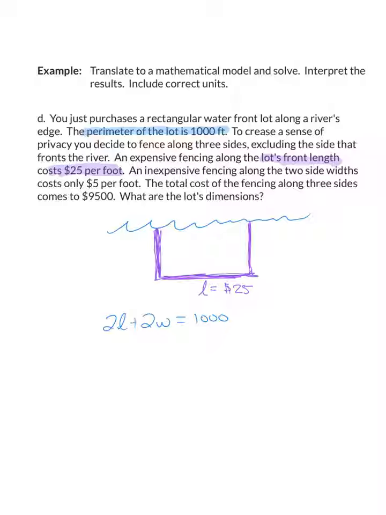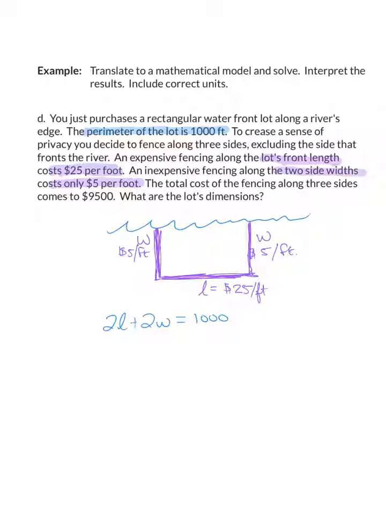And then along the 2 side widths, it says that we are going to use something that costs only $5 per foot. So the side widths, this is $5 per foot. And we have the total cost of the fencing along the 3 sides comes to $9,500.